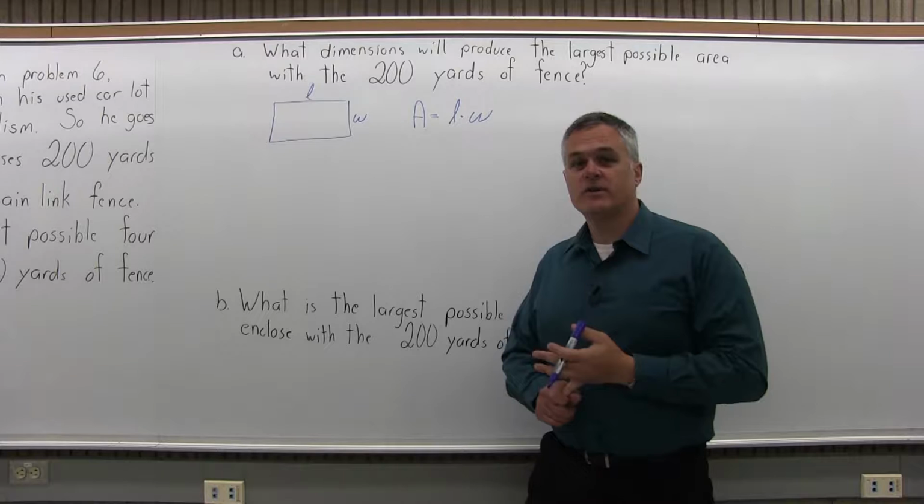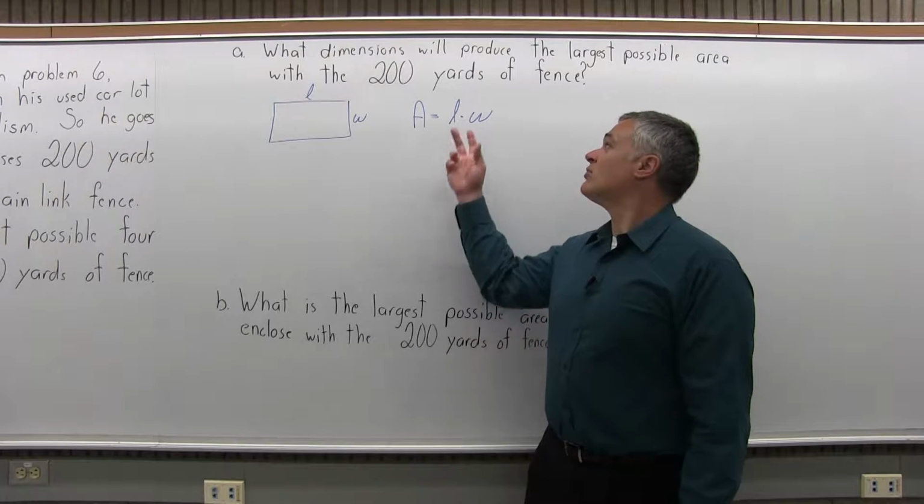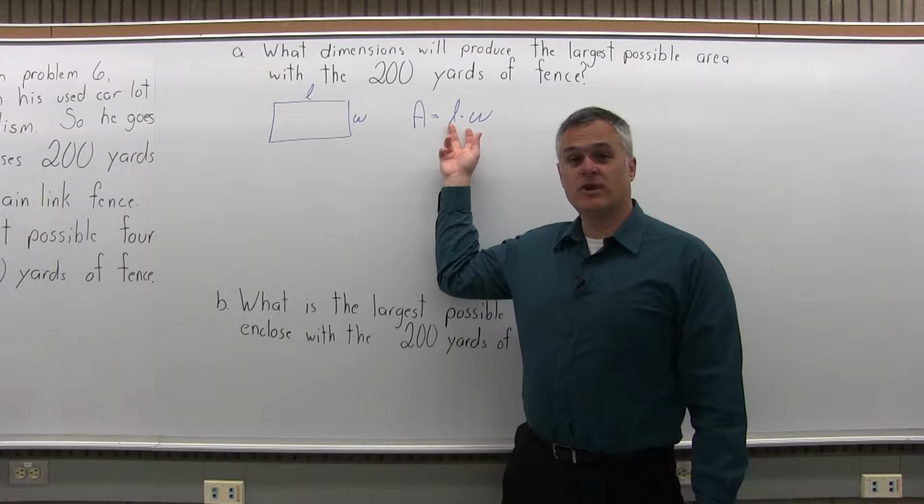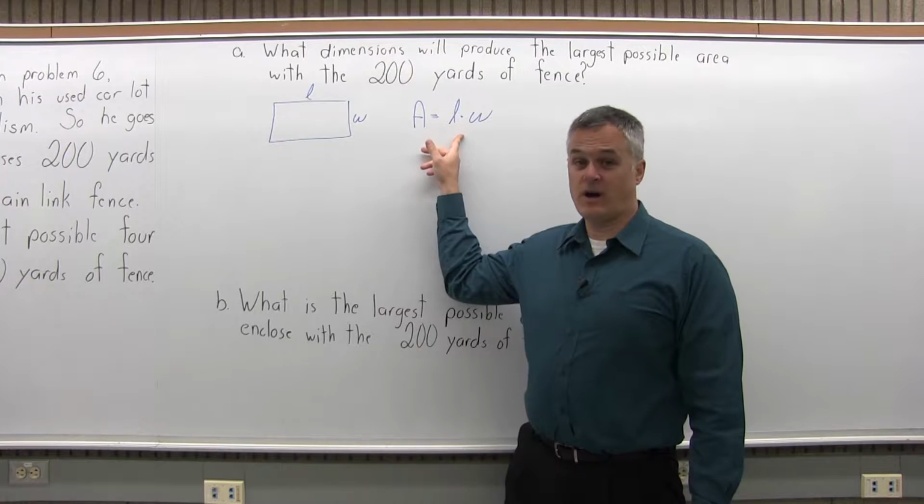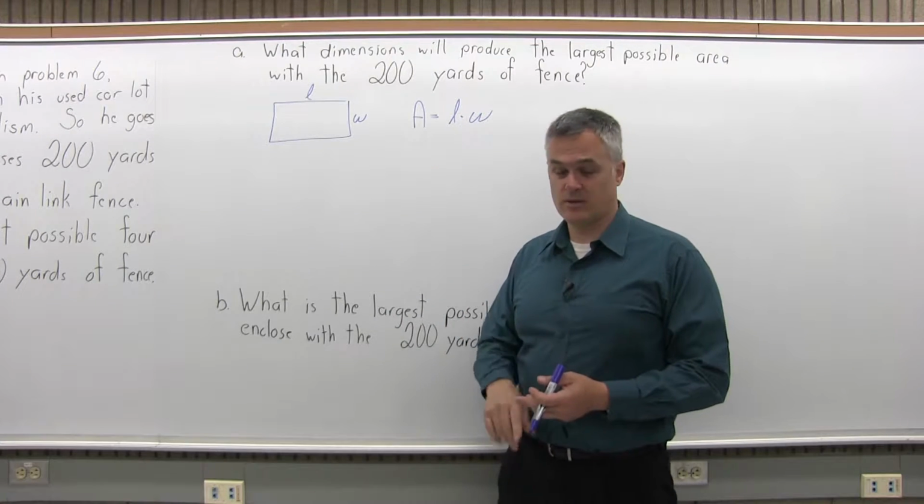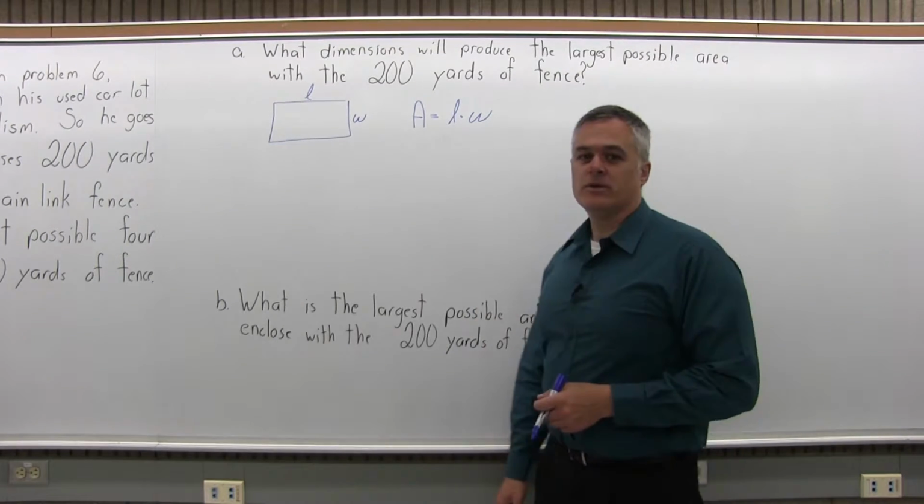So we're going to want to take the derivative of the area, set it equal to 0, and solve for the variable. The problem is we have two variables. We have to write this function in terms of one variable before we can take the derivative, set it equal to 0, and solve for the unknown. So how can we do that?